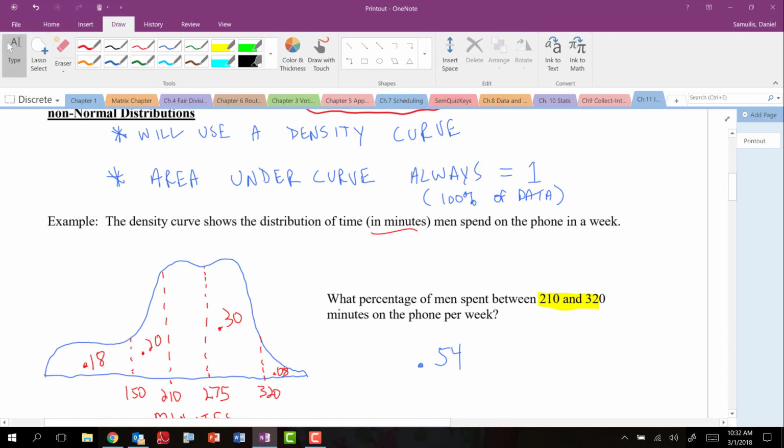And then what does this mean right here? 18% of the guys spoke up to 150 minutes on the phone. That's what that number means, and it's expressed as an area. So that yellow is supposed to be 18% of all of this area. It's hard to actually graph that and make it look nice.